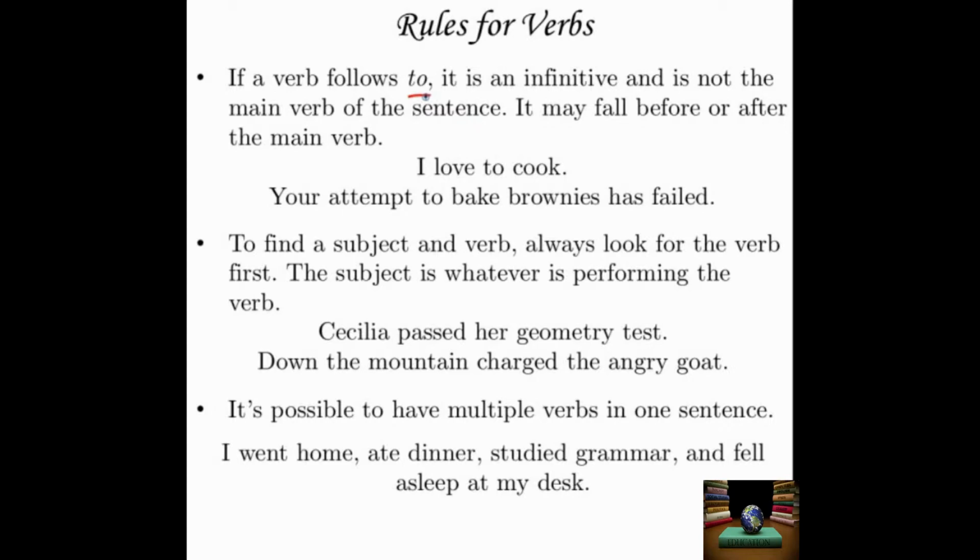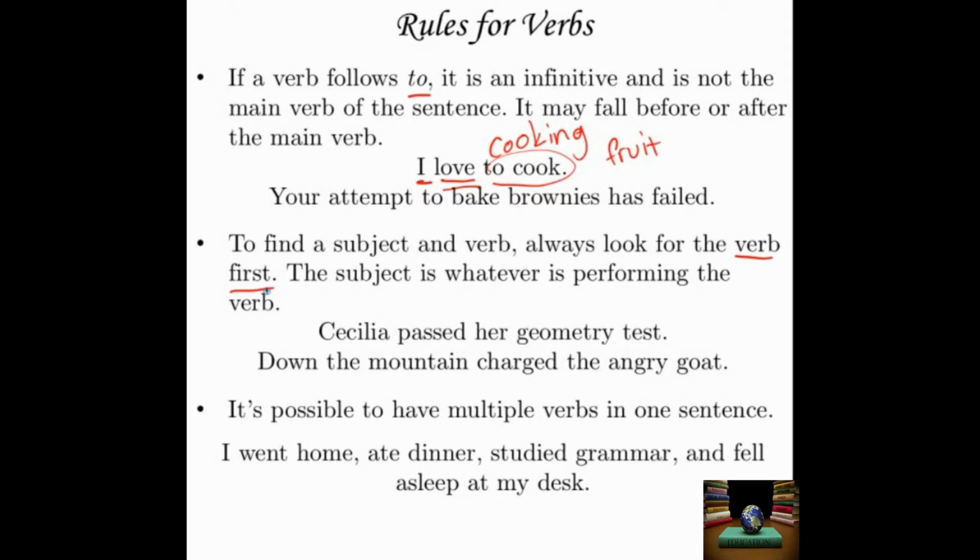A to infinitive verb phrase may fall before or after the main verb. So, for example, I love to cook. I is the subject, love is the verb, to cook is the direct object. I could just as easily say I love cooking, or I love fruit, or whatever we're talking about. And so you see, because it can easily be replaced with a noun performing the same grammatical function, it's an infinitive verb, it's not the main verb of the sentence. Nothing that you can replace with a noun without changing the grammatical structure of the sentence is ever going to be the main verb.